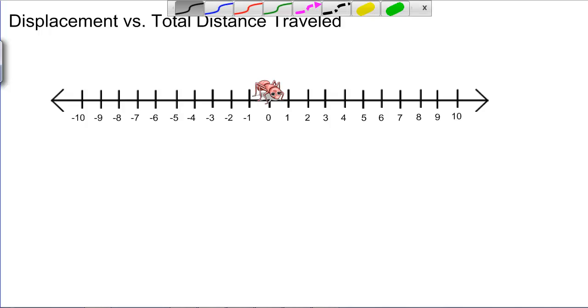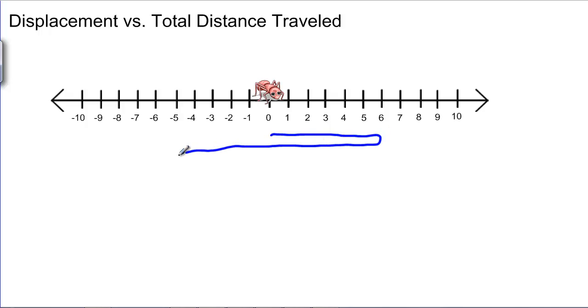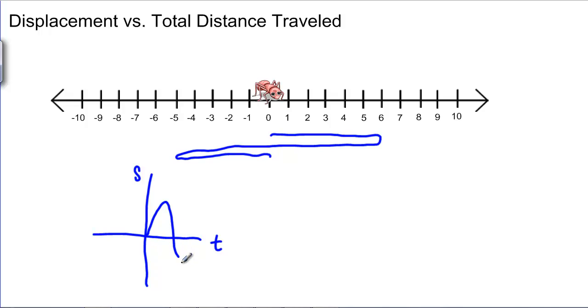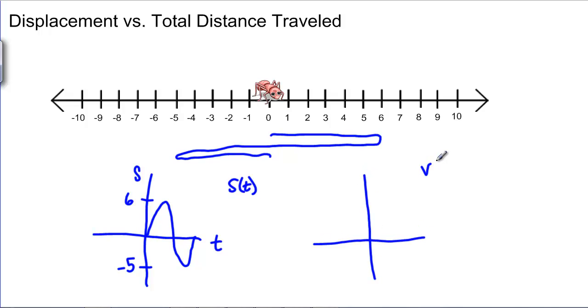So if we trace out what he just did, he started at 0, he walked to 6, he walked back to -5, then he returned to 0. Or if we were going to graph this as a graph of position versus time, then this would look like he starts at 0, he goes up to 6, then he goes down to -5, then he returns to 0. So when we're doing a position versus time graph, S of t, we're really talking about position along a straight line like this. And we can even draw this bug's velocity graph, v of t.